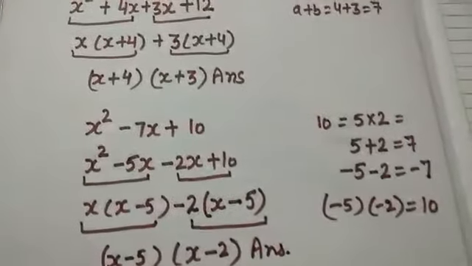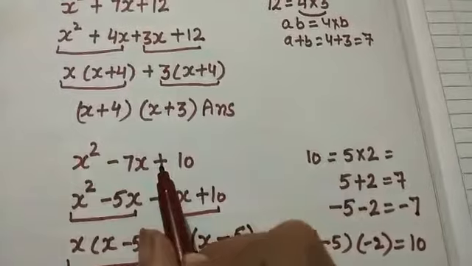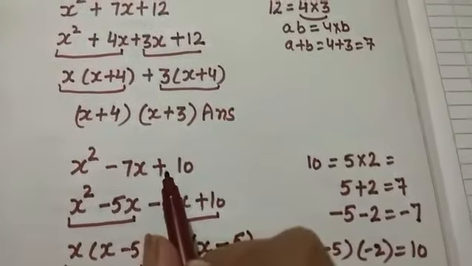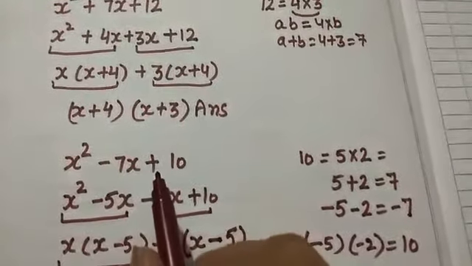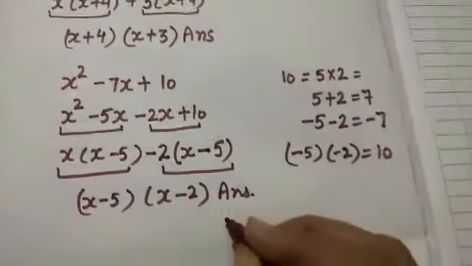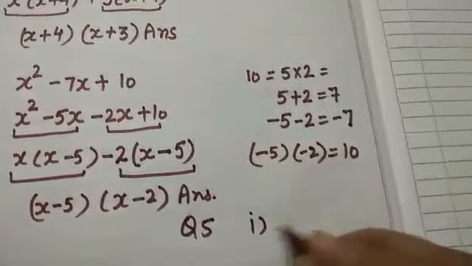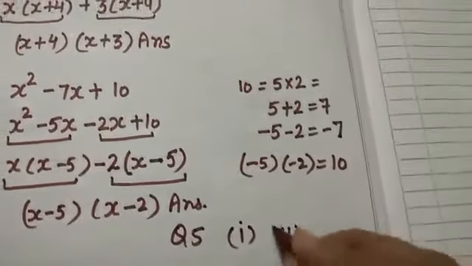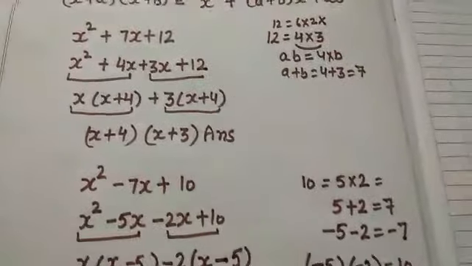Children, in our next class, we'll do the questions in which the third term will be negative. In your book, question number 5, first two parts you have to complete. You have to complete question number 5, its first and second parts, which are the same as these two questions.